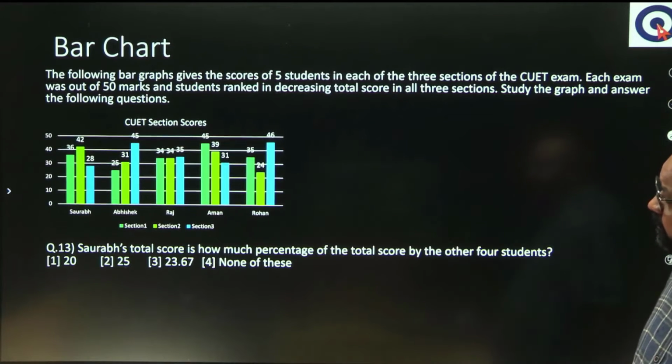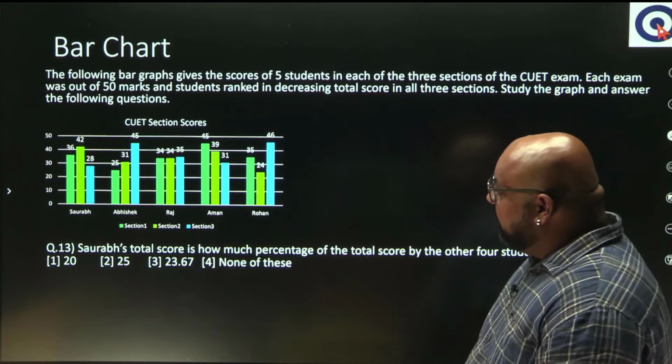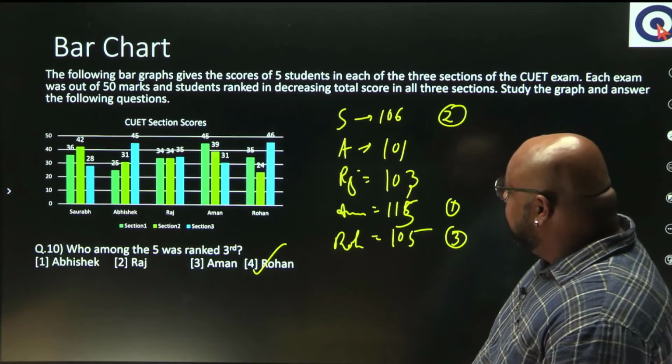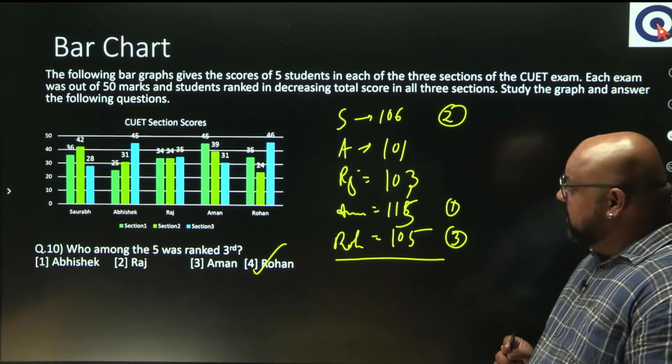13th then, the following paragraph, the data is same. Saurabh's total score is how much percent of the total score by the other 4 students? Okay. Saurabh's total score. We had the scores in one of the slides, so I'll just take that. Let's find out the total score of all the students.